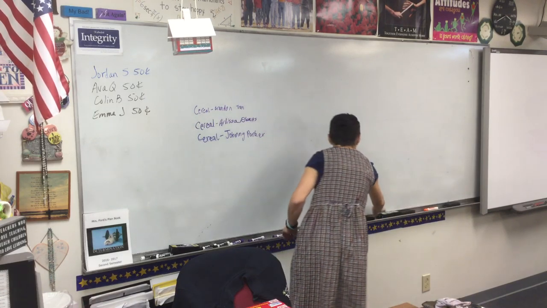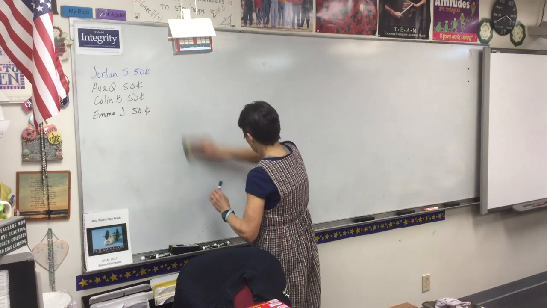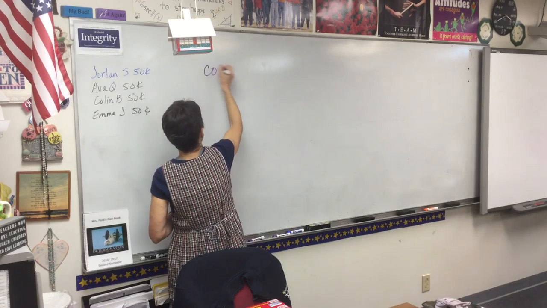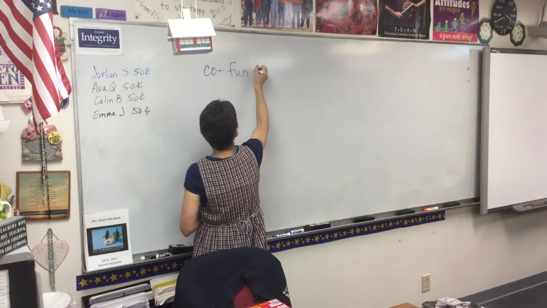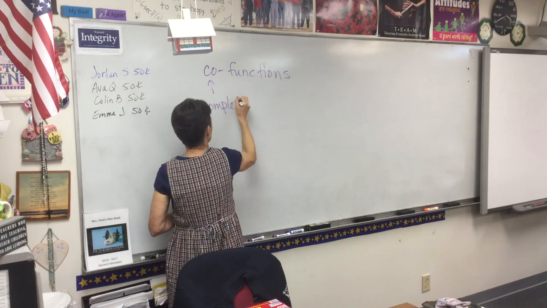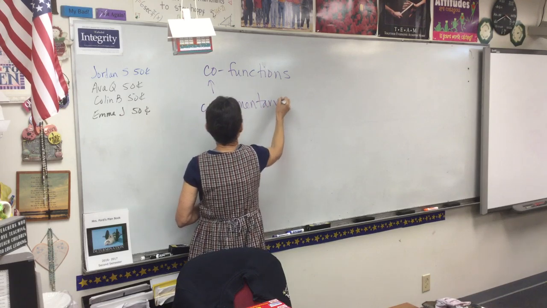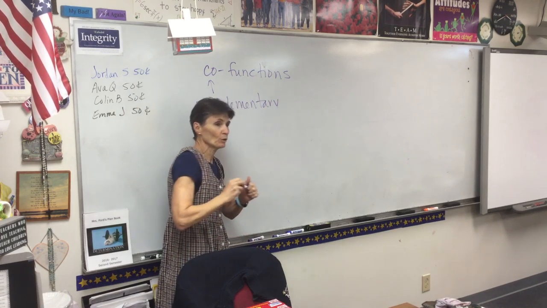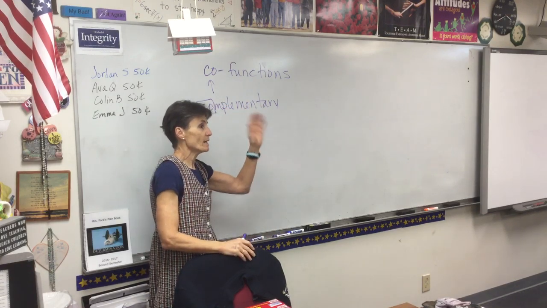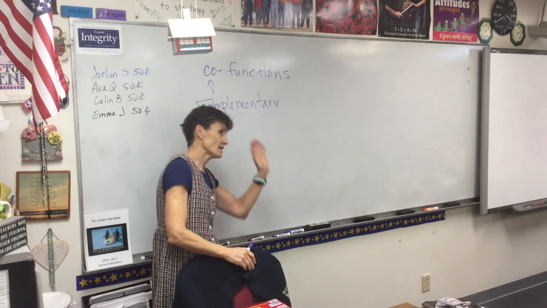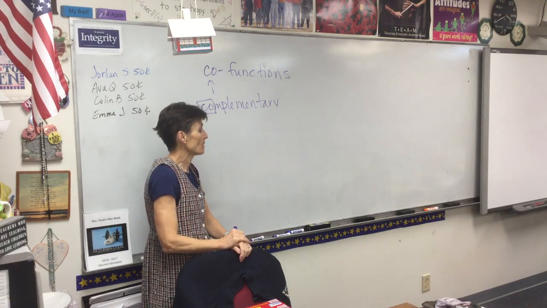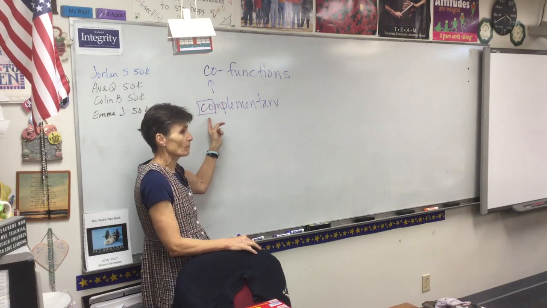There are 2 basic families. There are the identities that deal with, they're called the complementary, the cofunctions. Co stands for complementary. As we were learning our 6 functions, did you notice that we had sine and cosine? We had tan and cotan, and we had secant and cosecant. Did you notice that? That's the co-function relationship. And the word co comes directly from complementary.